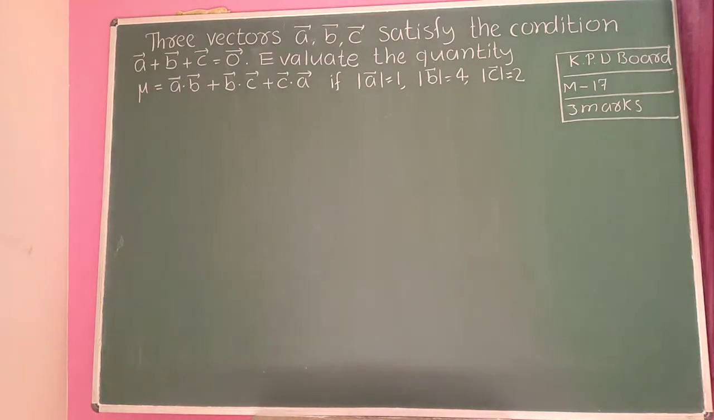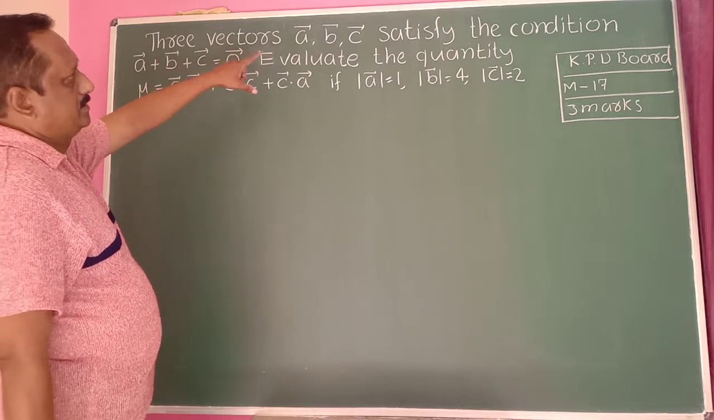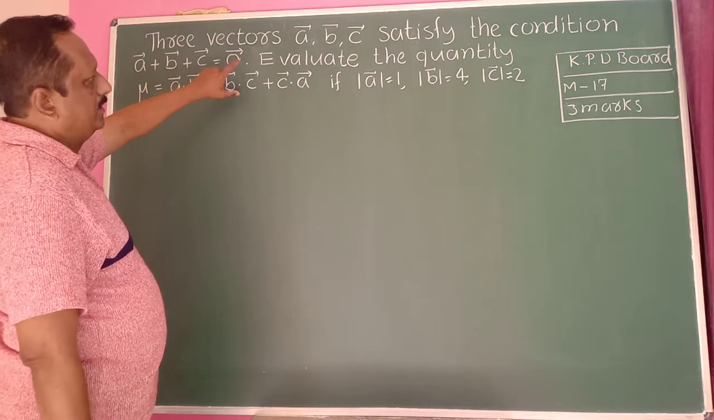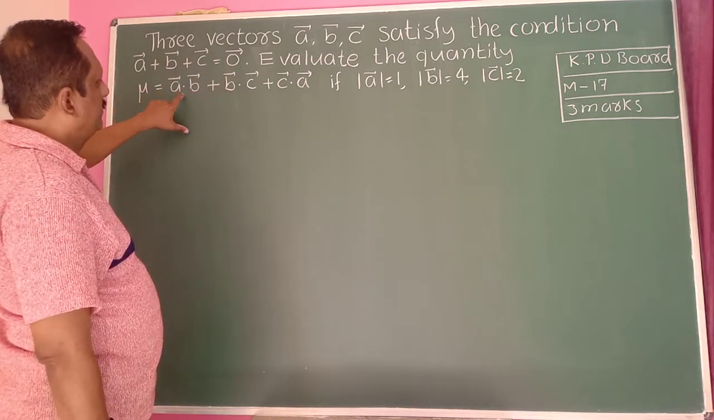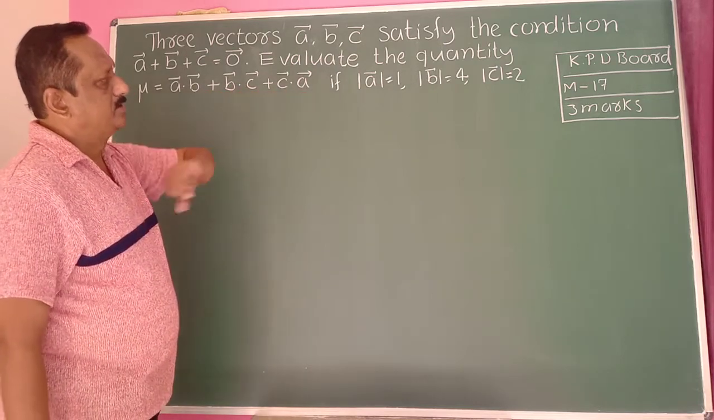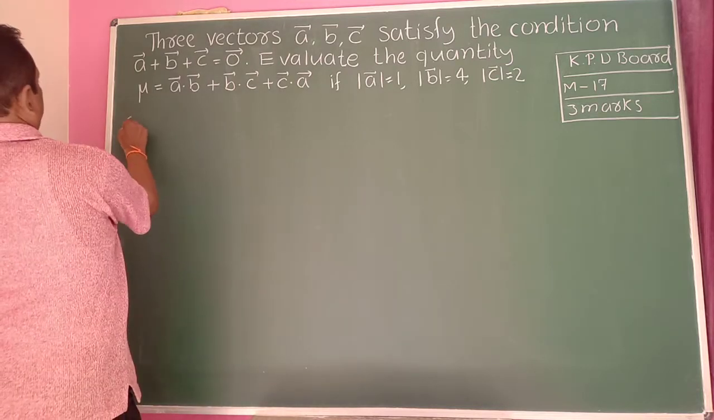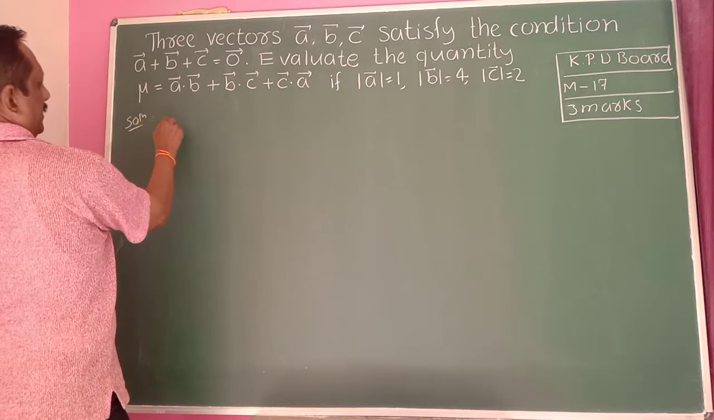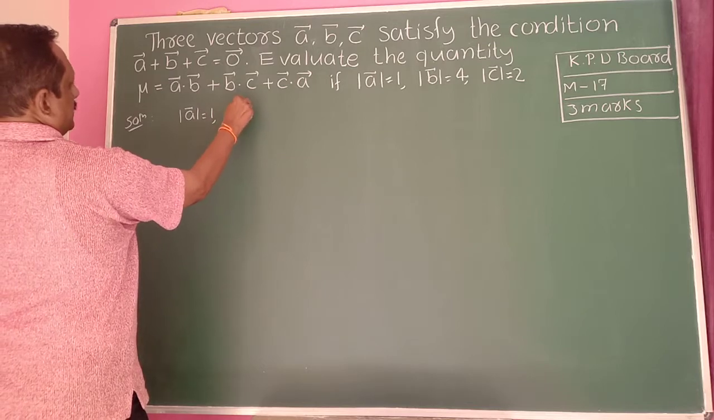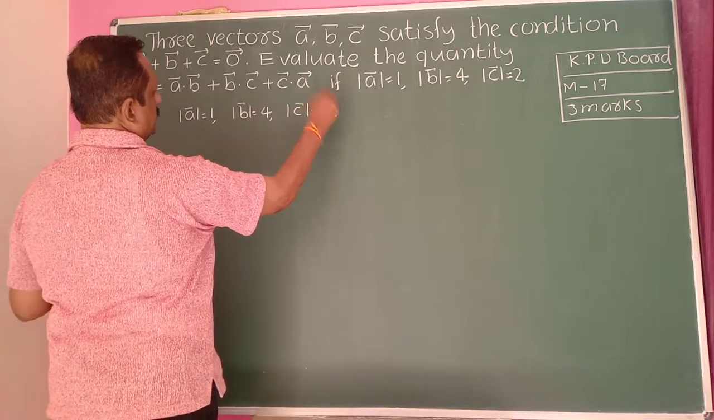This is also just like the previous example. Three vectors A bar, B bar, C bar satisfy A bar plus B bar plus C bar equal to the null vector 0. Evaluate the quantity mu equal to A bar dot B bar plus B bar dot C bar plus C bar dot A bar, if modulus of A bar is 1, modulus of B bar is 4, modulus of C bar is 2. Hence modulus of the vector A bar is 1, modulus of B bar is 4, and modulus of C bar is 2.